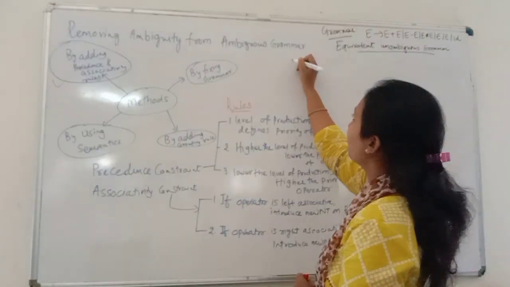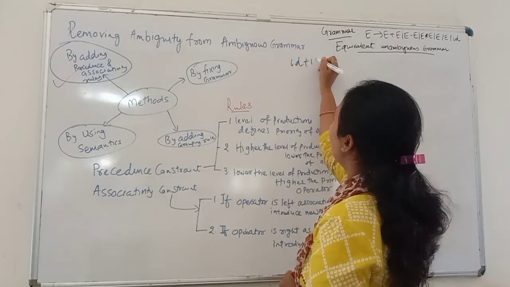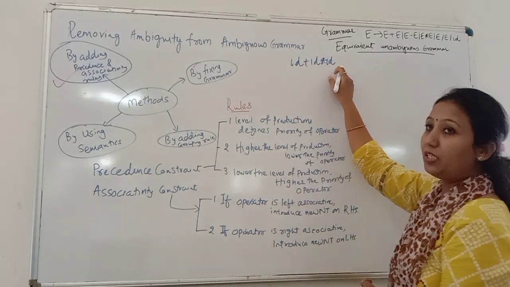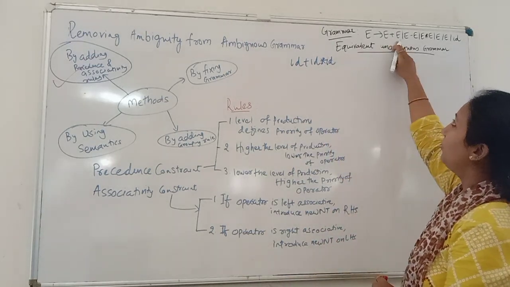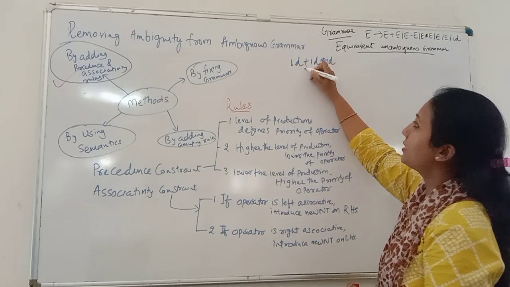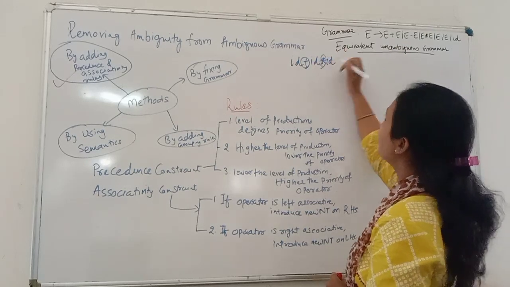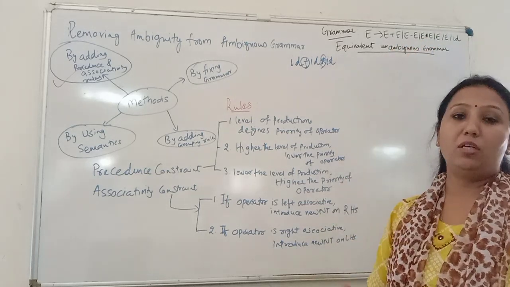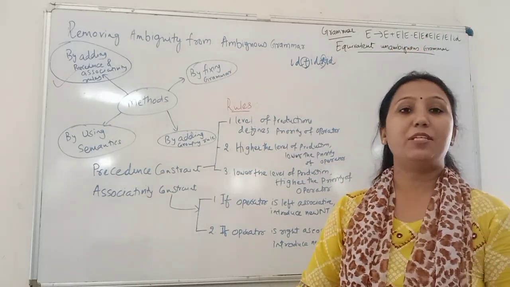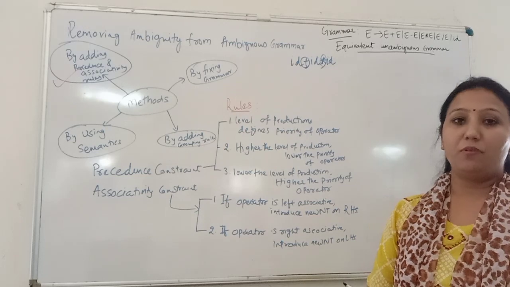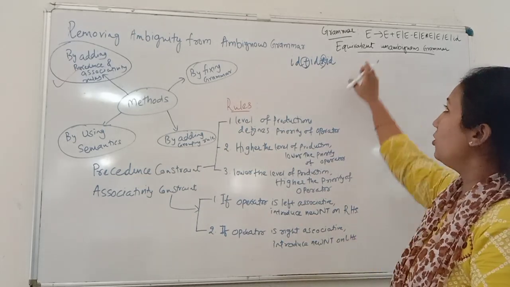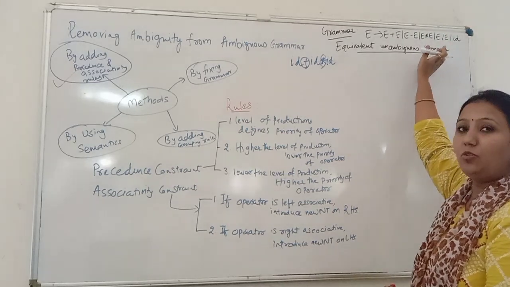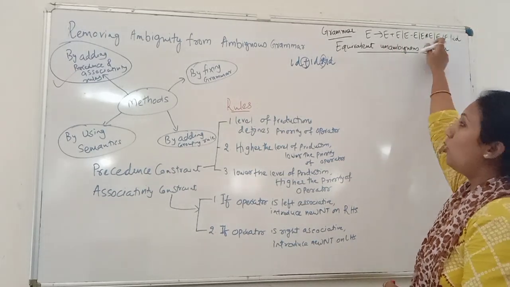If we take any string like id plus id star id, to derive this string from the given grammar we have two options. Either we can start with plus, or we can start with the second option, that is E star E. So possibly we have two derivations and two parse trees here. So this is the ambiguous grammar. Now to remove this ambiguity, first we need to apply the precedence constraint on this grammar.